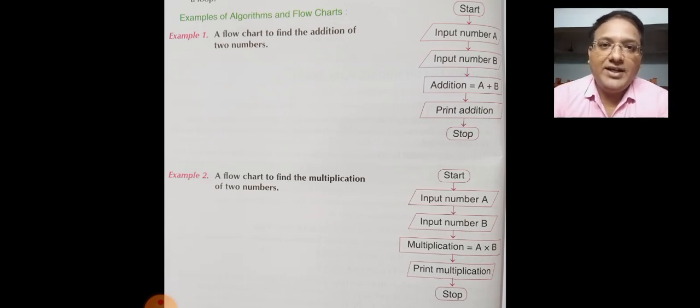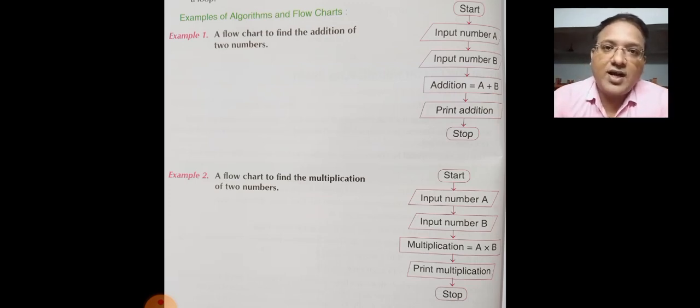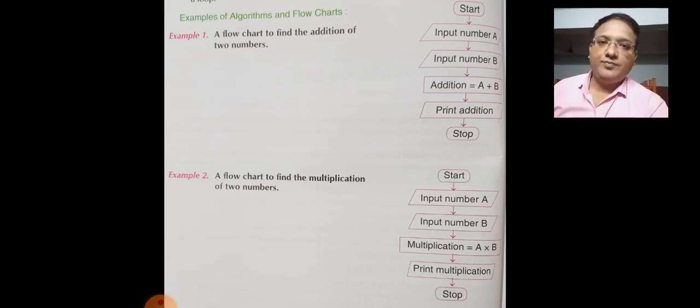Now print addition and then stop. So print addition, see the shape of the print addition symbol. Shape is parallelogram. So it is called input and output box. Okay. And last, stop. So always start the flowchart with the start and end with the stop. Got it? So like that we can find the addition of two numbers by that flowchart.